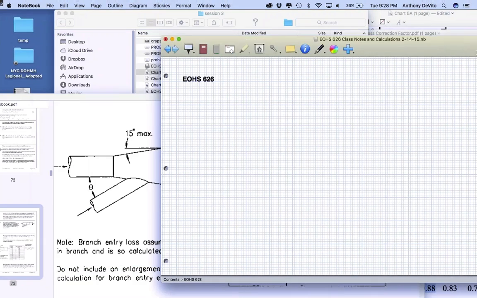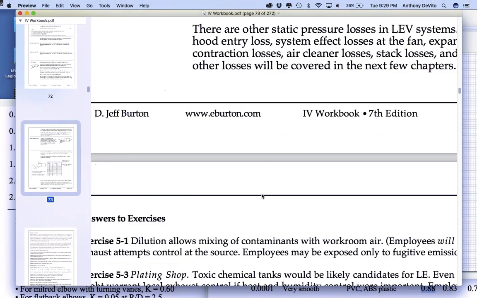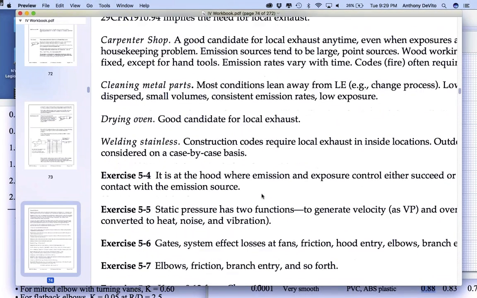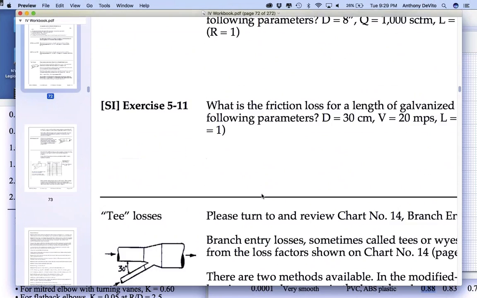See what we got coming up next. Let's go back here. Oh, there's our answers. That's it. That's all they gave us in the way of exercises.